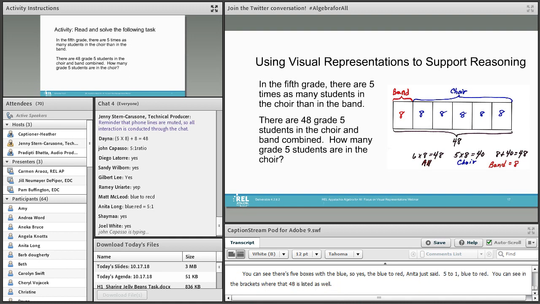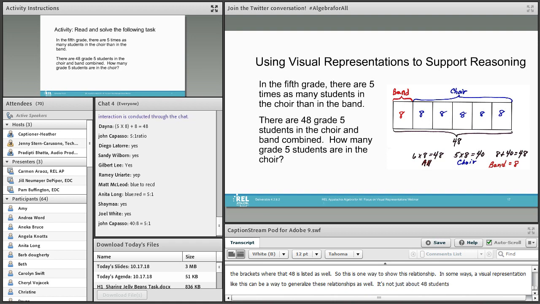And in some ways, a visual representation like this can be a way to generalize these relationships as well. It's not just about 48 students. You can see that there's a certain number of boxes and that the 8s are filled in. This is a different way to show this than showing it with numeric representation.